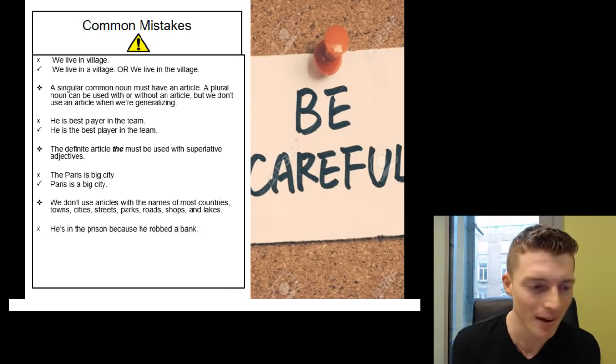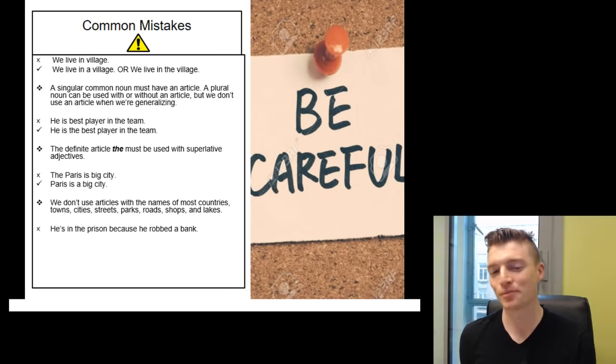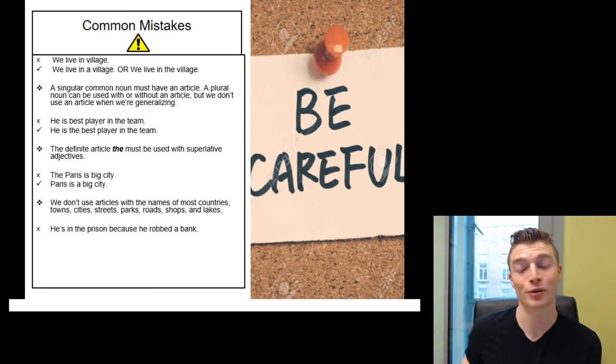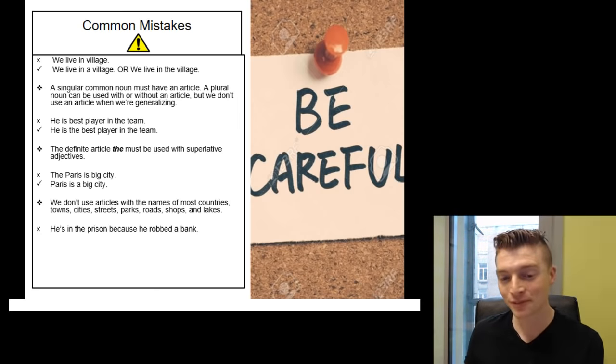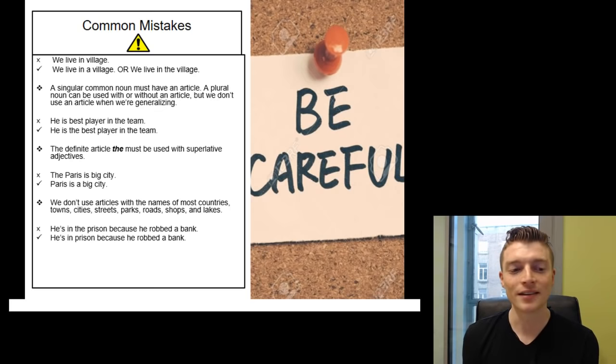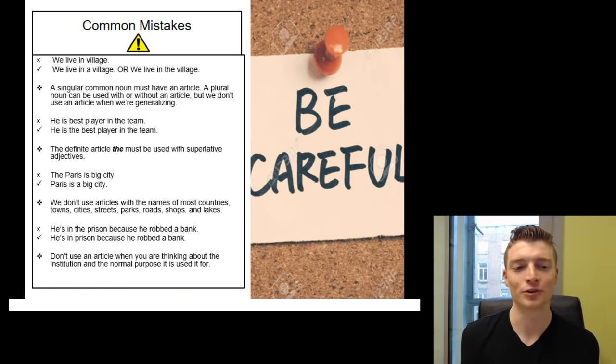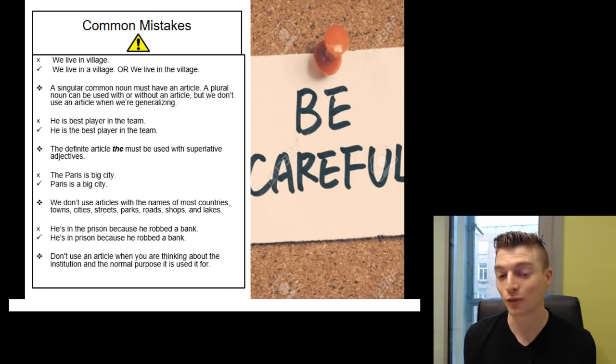So, he's in the prison because he robbed a bank. So here we've got a guy, he committed a crime. We're talking about prison, the institution, the purpose it's used for. Therefore, we don't use an article. He's in prison because he robbed a bank. So we don't use an article when you're thinking about the institution and the normal purpose it is used for.